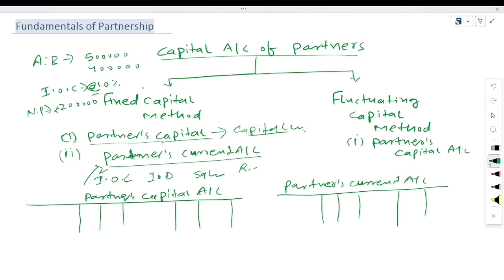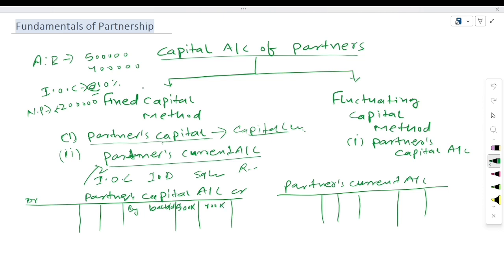In the first ledger, what will you do? In the first ledger, you will show only the capital amount here. Capital is a liability, so you will show it in the credit side. Here is the debit side and credit side. You will show here by balance b/d the opening capital. How much? First one 500,000 and second 400,000, like this.